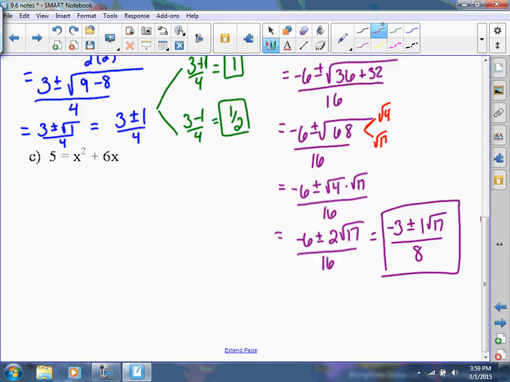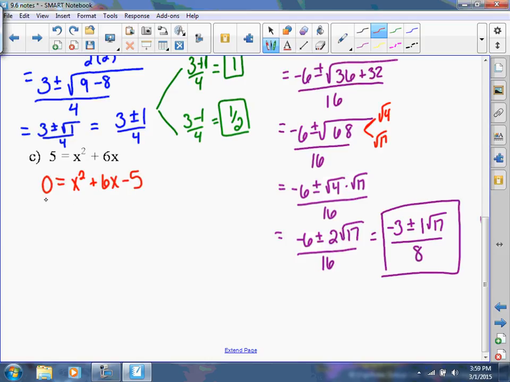Okay, so last one, part C, is kind of tucked up here. I have 5 equals x squared plus 6x. So this one I have to do a little work for. I have to subtract the 5 over to the other side so that I have all my terms on one side of the equation and they're all in descending order.